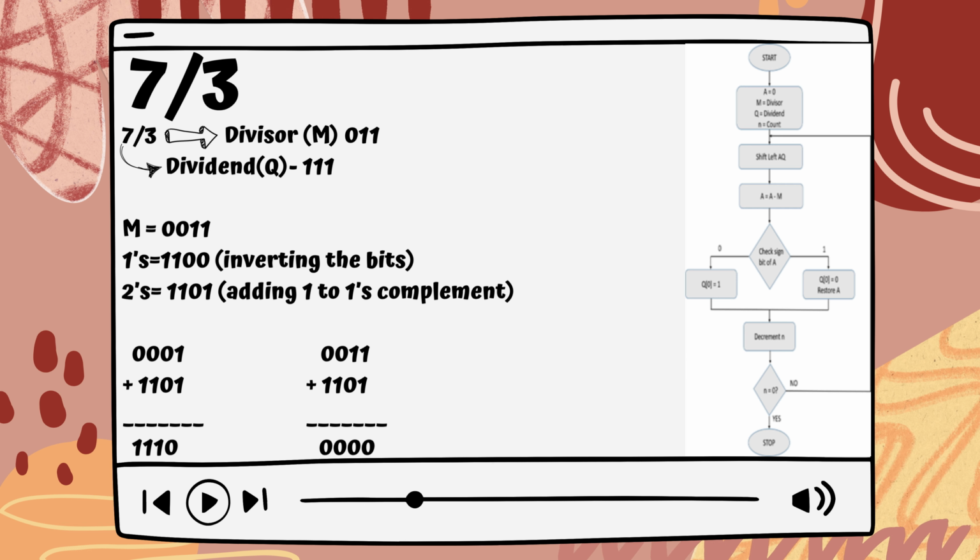In the given calculation below, where we added 0001 and 1101 which is 2's of M, we get the result 1110. Here the actual meaning remains the same, which is A minus M. Similarly, adding 0011 to 1101, the result we got is 4-bit 0.